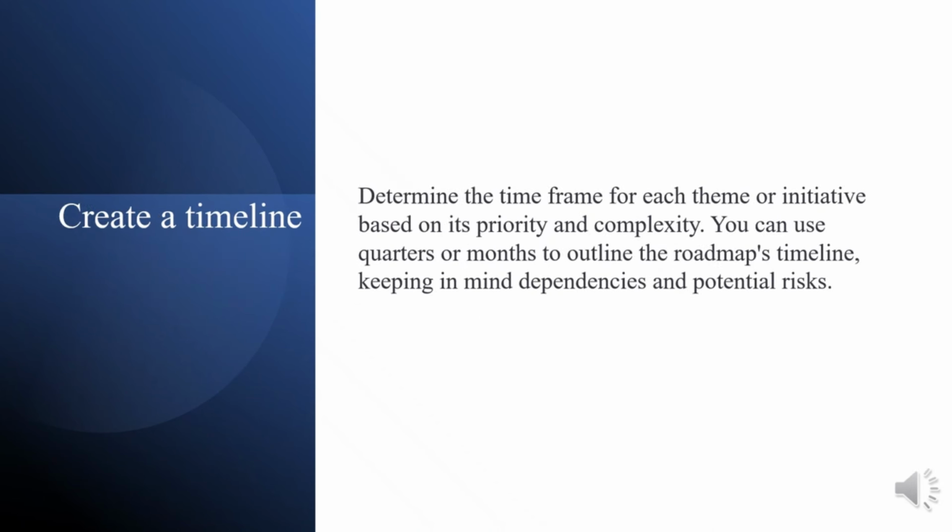Create a timeline. Determine the time frame for each theme or initiative based on its priority and complexity. You can use quarters or months to outline the roadmap's timeline, keeping in mind dependencies and potential risks.